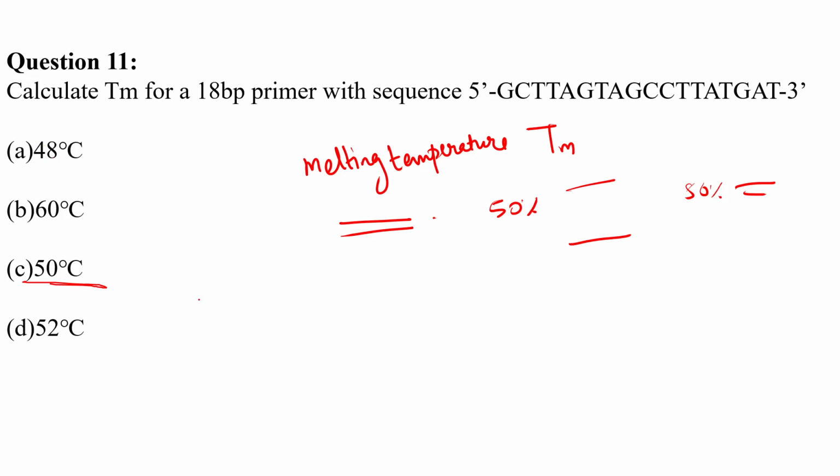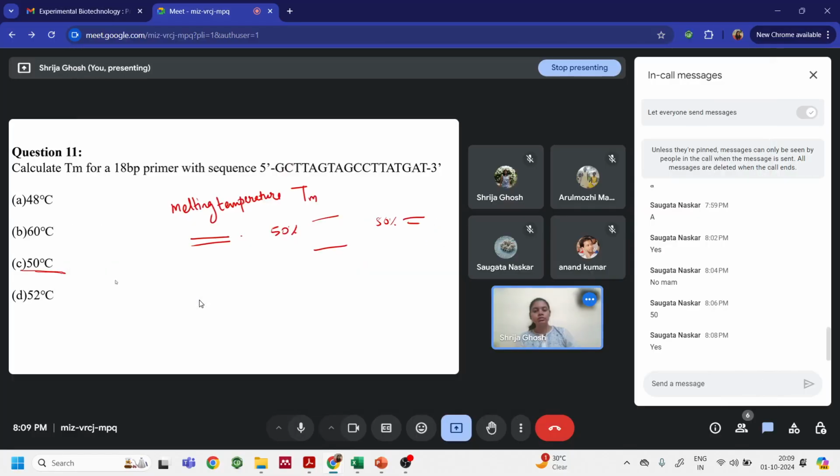So like this, if you have any strand, you can easily calculate the melting temperature by counting the number of G's and C's and the number of A's and T's, and then multiply the G and C with 4 and multiply the A and T with 2 and add it up. Okay.